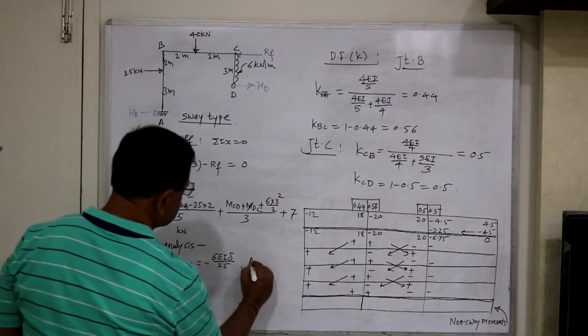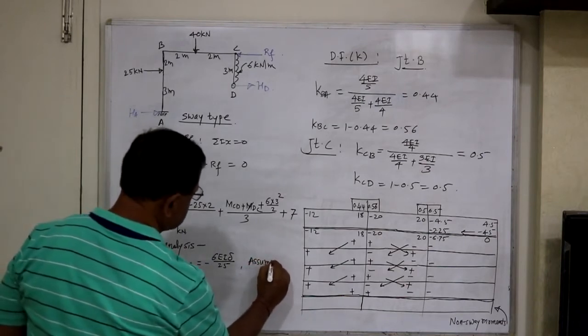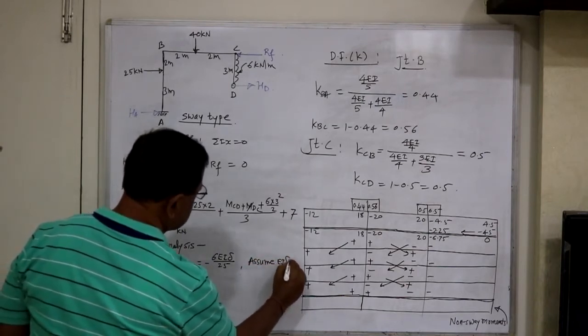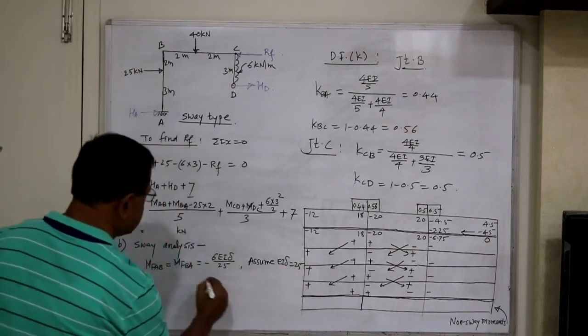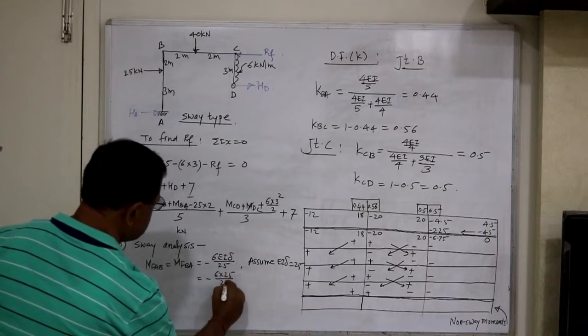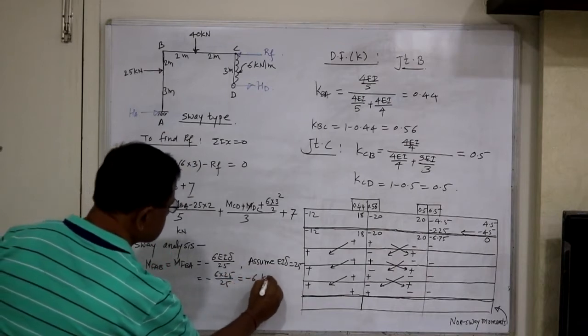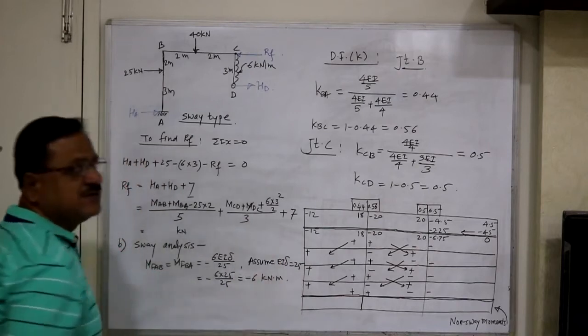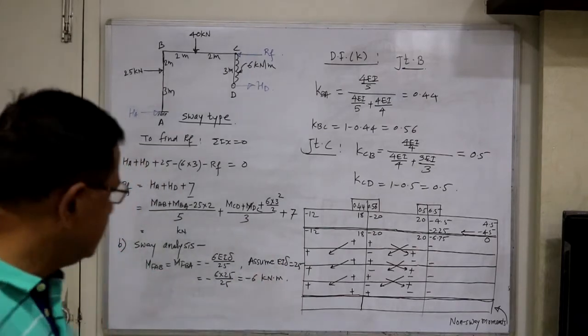Now this is MFAB equal to MFBA equal to minus 6EI delta upon L square, L is 5. So what I will do, let's assume EI delta equal to 25. Any value we can assume, remember. 6 into 25 divided by 25, this is minus 6 kilonewton meter. For first column AB, we got the answer.